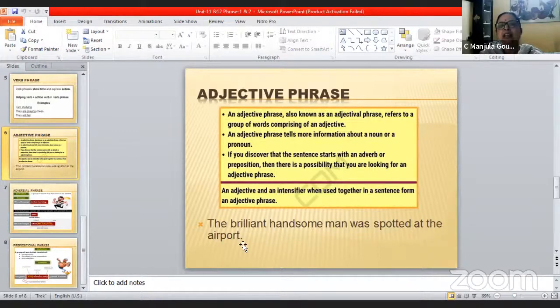Brilliant, handsome man was spotted at the airport. So here the brilliant, handsome, right? This is the adjectival phrase. So let us read the textbook now. Please open your textbook, page number 190.